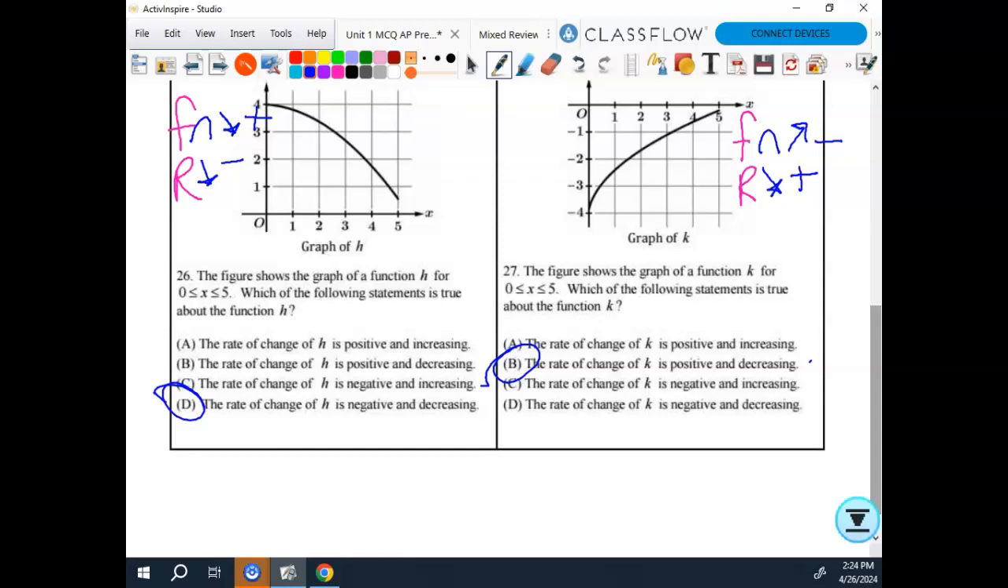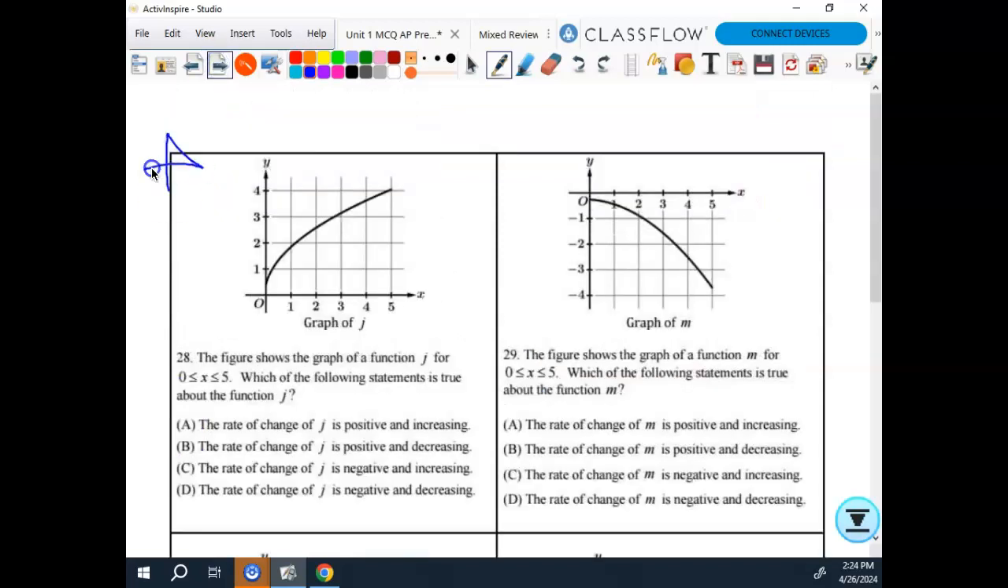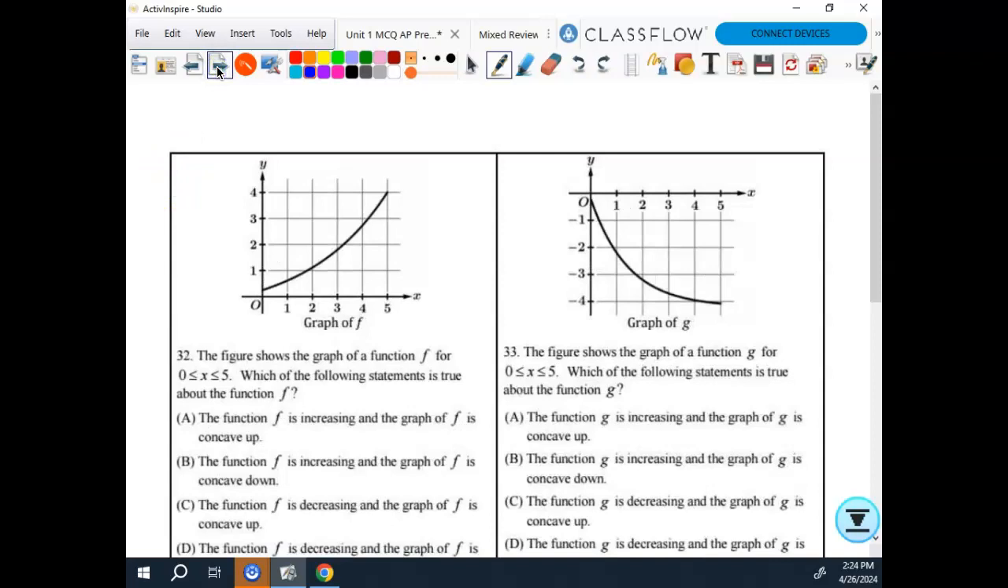All right, so for the one that starts with 28, put a star there. You're going to come back to that. And then these four, I want you working on these four here.